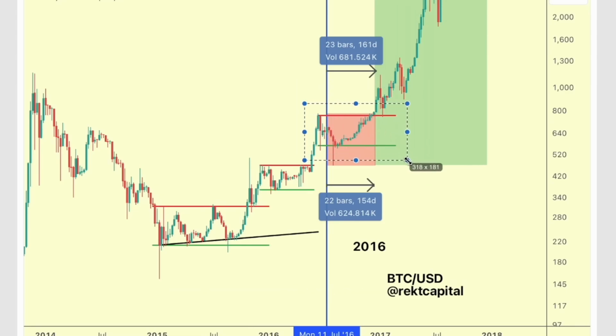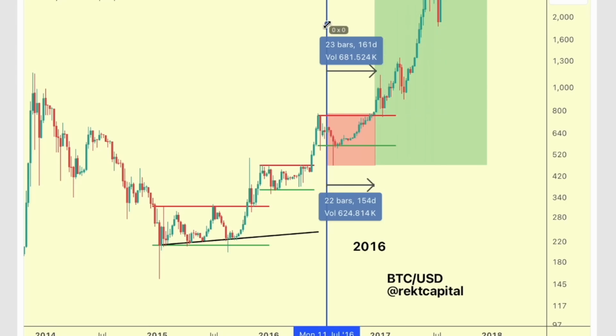And it's during this phase where we can see quite an extensive reaccumulation, up to 161 days. 154 days after the halving in 2016 is when Bitcoin broke out. And in this cycle, we actually saw price retest the range high of this reaccumulation range to confirm that breakout into a parabolic phase of the cycle.